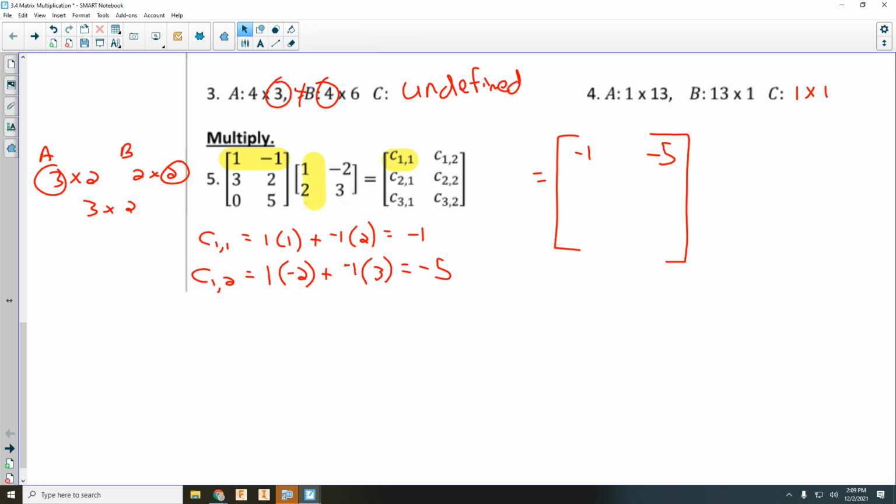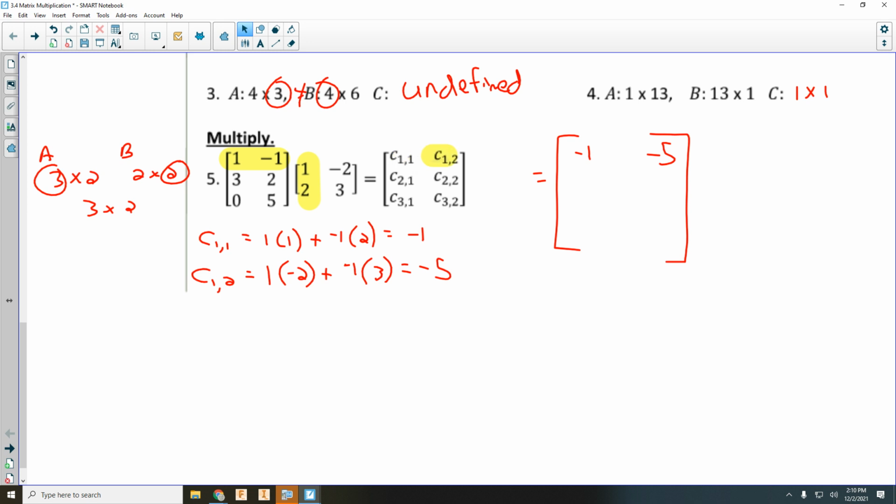Okay, so what do we do for this one? If we need to walk through this again, so you understand how we're getting this: 1 times 1. You take the first one of the row times the first one of the column, 1 times 1, plus the second one of the row times the second one of the column, -1 times 2. Okay, and that's C11.